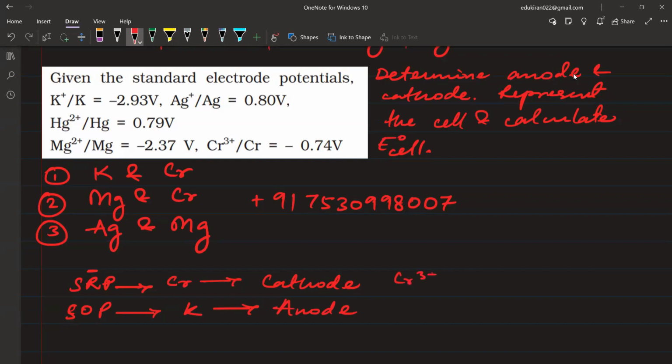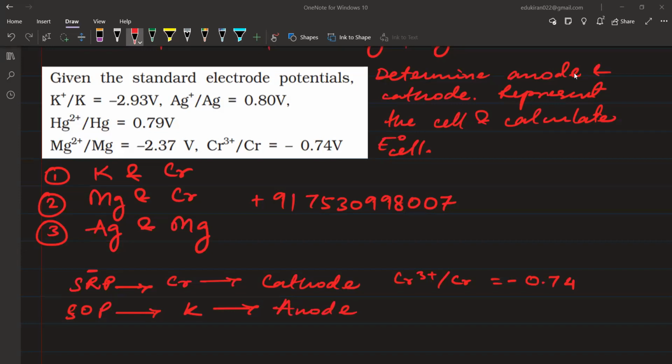Correct. Now in cathode chromium का reduction होगा. Reduction means Cr3 positive to chromium. The potential for this is 0.74. Sorry, minus 0.74. Correct? Yes or no? Please tell me. ठीक है. Next is potassium, that is anode, right? So anode में क्या होता है? Oxidation or reduction? What happens at anode? Oxidation or reduction? Oxidation. So for oxidation, what will be the reaction?